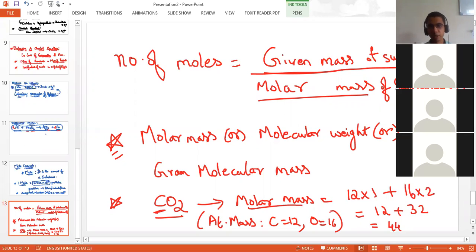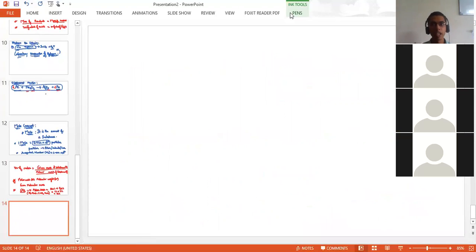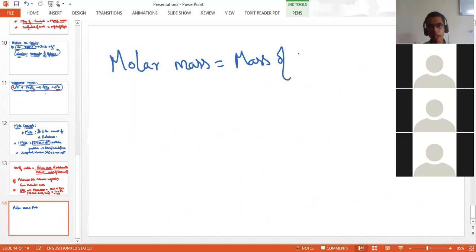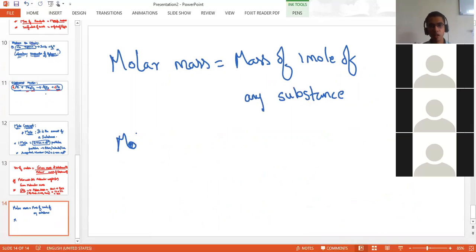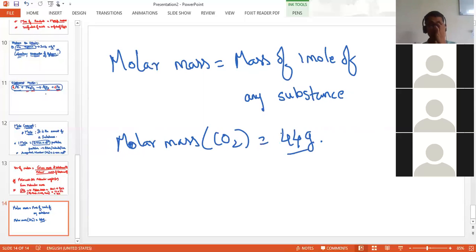Molar mass unit, what will it be? Gram. 44 gram, per 1 mole. What is molar mass? Molar mass means the mass of 1 mole of a substance, of any substance. So the molar mass of CO2, carbon dioxide, is 44 gram. That is correct. Very good.